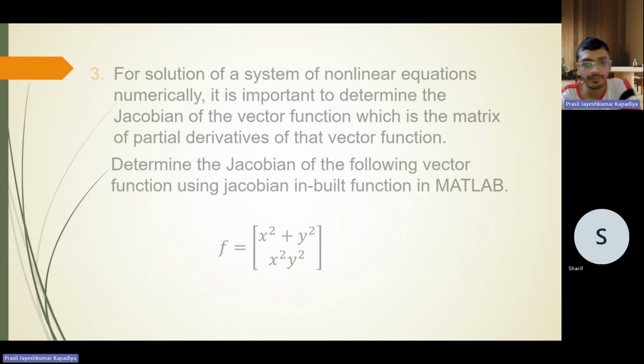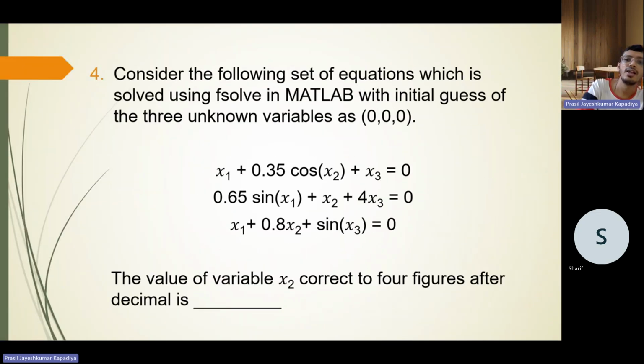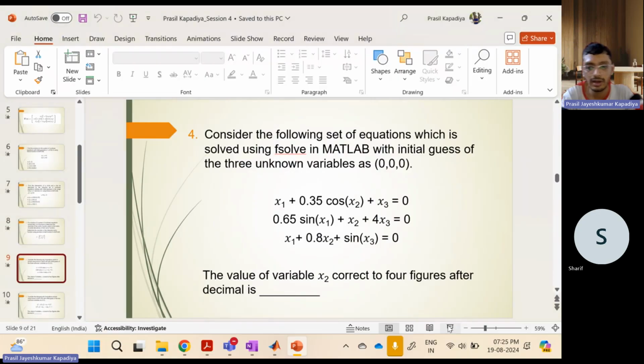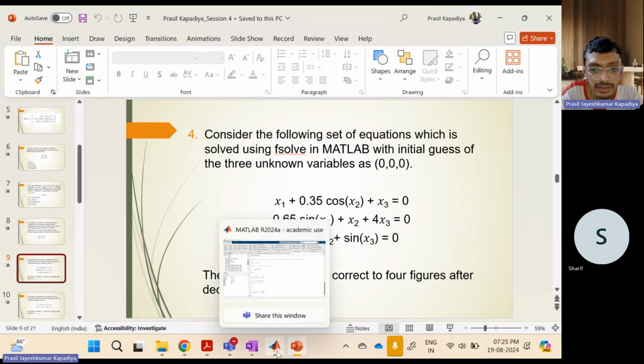Now let's move ahead. Consider the following set of equations which is solved using fsolve in MATLAB with initial guess of the three unknown variables 0, 0, 0. Three equations are there and I need to find a solution. So let's try it.